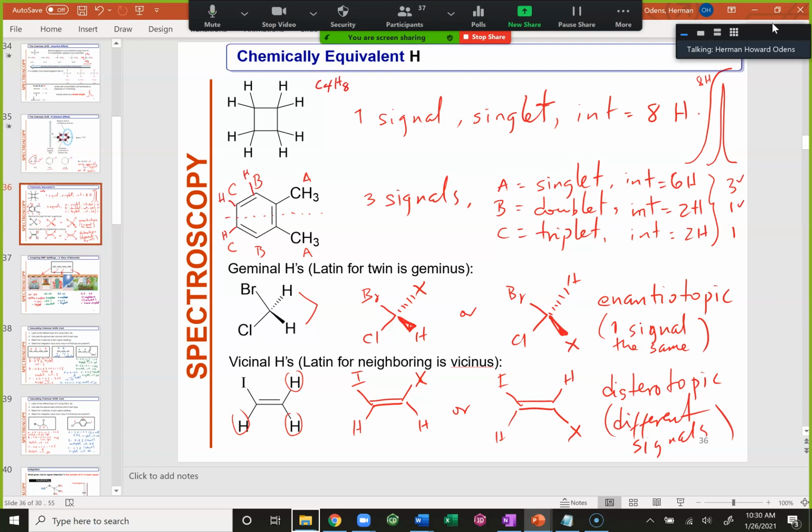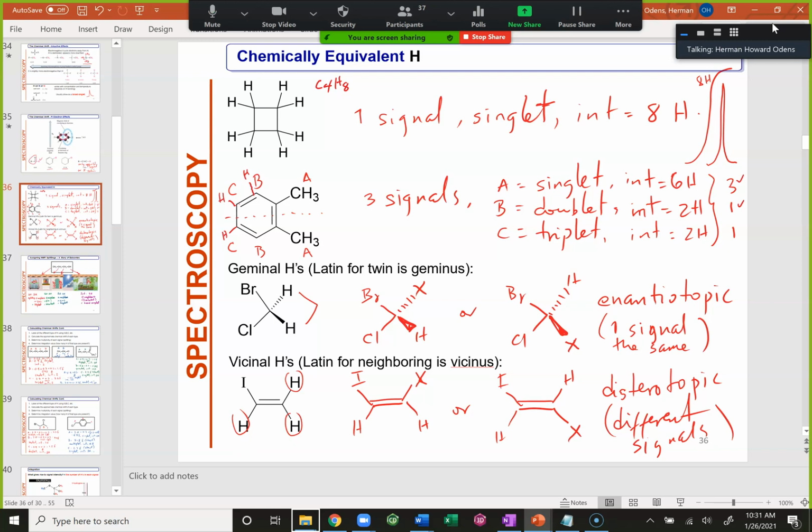And if you have the ones on the bottom, in this case, they would be vicinal hydrogens, from the Latin vicinus or vecinos. If you replace one hydrogen of those, you will form diastereomers. They will have different signals. In this case, when they are like this, they call them diastereotopic because they have the potential: if you replace one of them, you will turn it into a diastereomer.